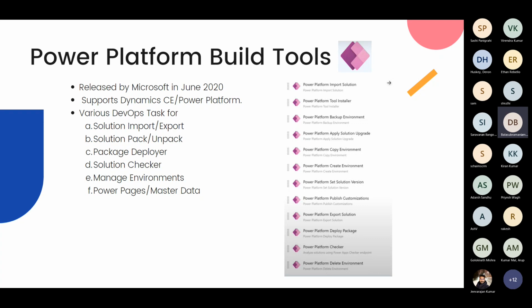All of these run mainly using the Power Platform Tool Installer. If you want to leverage any of the Power Platform Build Tools tasks in your Azure DevOps pipeline, it's mandatory that you add the Power Platform Tool Installer as a first step. If you add that, then in the backend it will install all the PowerShell modules which are required for the Power Platform. That's what the Power Platform Tool Installer will do. It will install all the PowerShell modules in order to run all the other tasks which are required to implement ALM for the Power Platform. Okay.